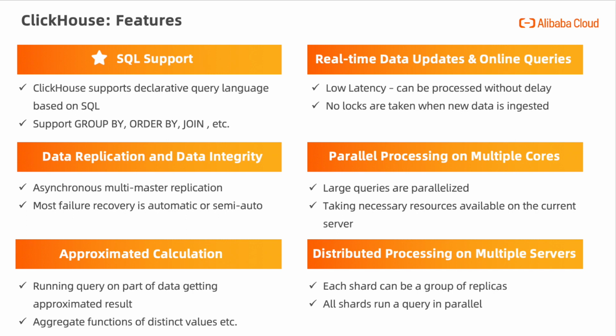The last two features are about the resource management capability of ClickHouse, which can handle large queries, taking all the necessary resources available on the current server. Secondly, there is distributed processing on multiple servers, which is also a very distinctive feature of ClickHouse, since almost none of the column-oriented DBMS mentioned support distributed query processing. So data can reside on different shards. Each shard can be a group of replicas used for fault tolerance. And all shards are used to run a query in parallel, transparent to users.